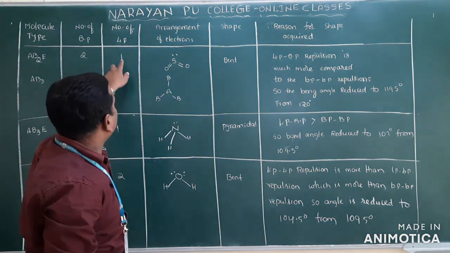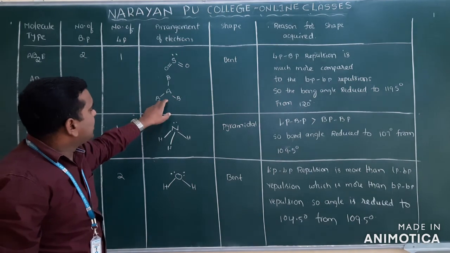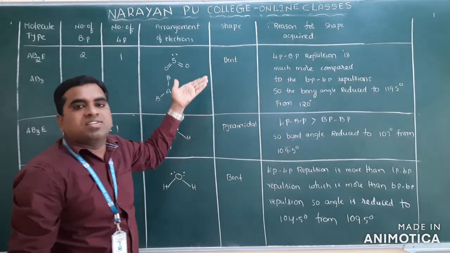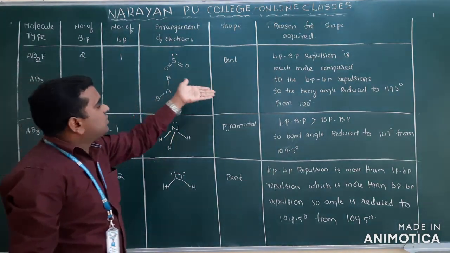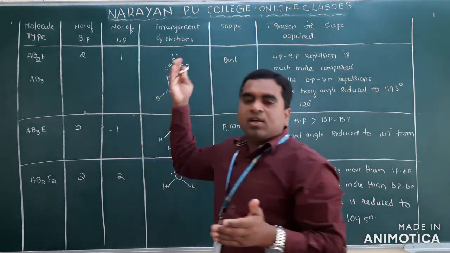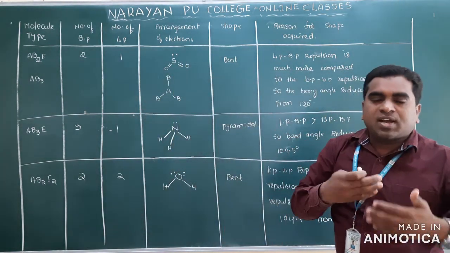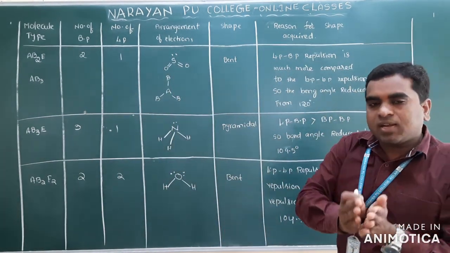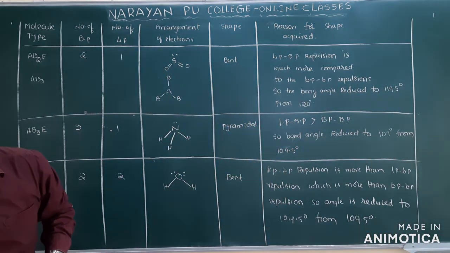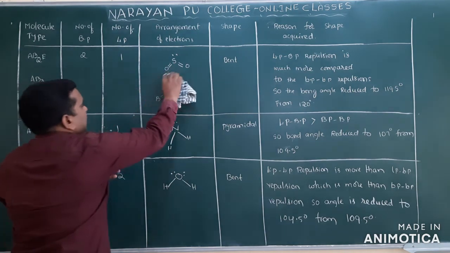But due to the presence of one lone pair, trigonal planar changes to a bent shape. Why does it change? Then we have to see the reasons here. Clear? So when a lone pair is present on the central atom of a molecule, it distorts the shape of the molecule, and how that happens I will discuss here.